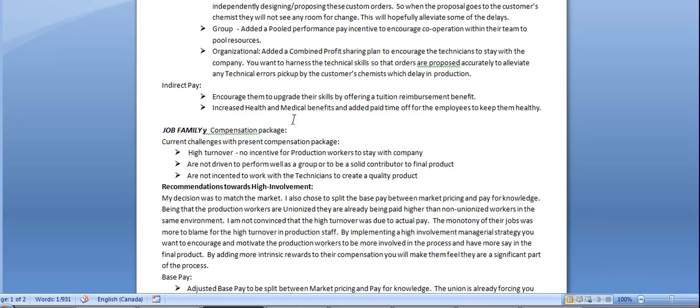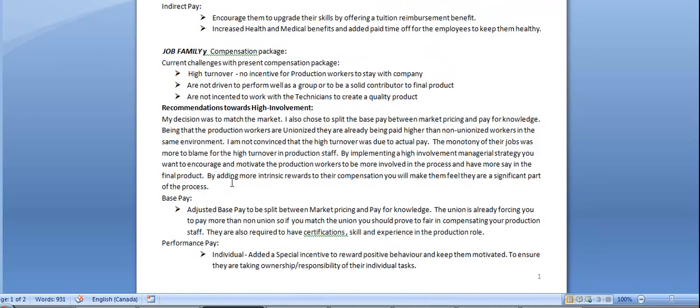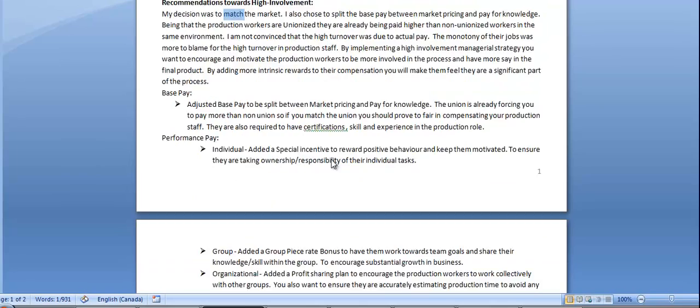All right. She did the same thing for job family Y. She looked at what the current challenges were with the present compensation system for that particular job family and made recommendations toward high involvement regarding base pay, performance pay, and indirect pay. She also told us right up front if she was going to match, lead, or lag the market. So, and she explains all of her decisions and why she chose it, right?